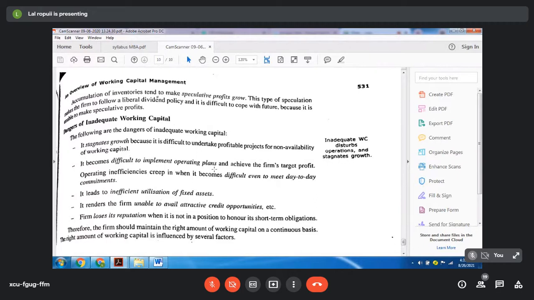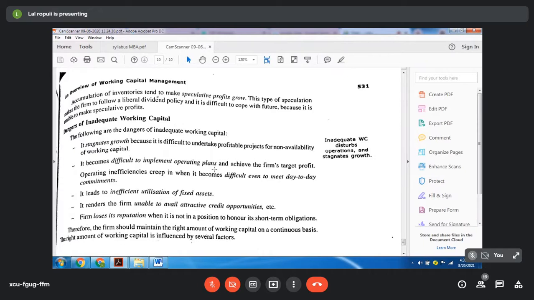If you keep a pile of good stocks, a pile of work in progress, a pile of raw materials, a pile of finished goods in your warehouse or in your shops or in your production, it will help you to make speculative profits, okay? Which is not good, because speculative profit is not a profit, right? So we cannot just base our performance on speculations, okay?